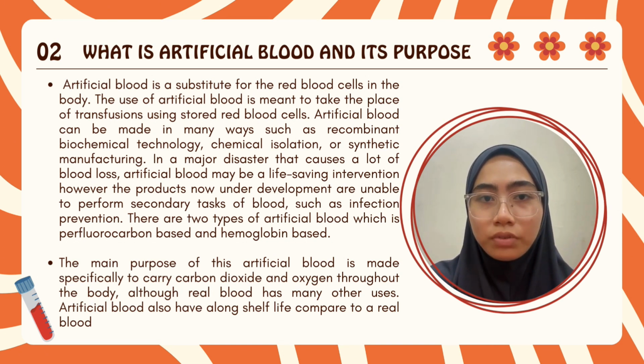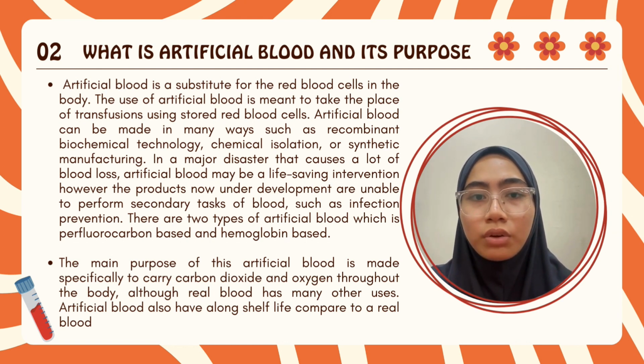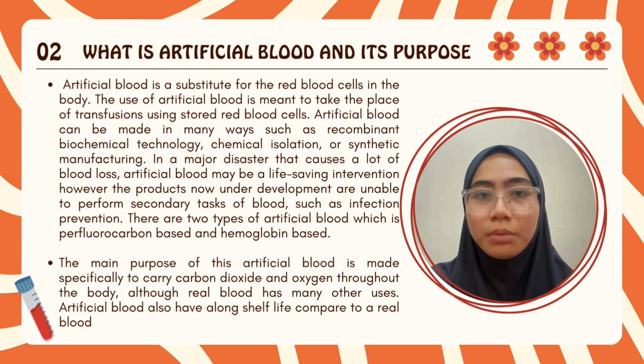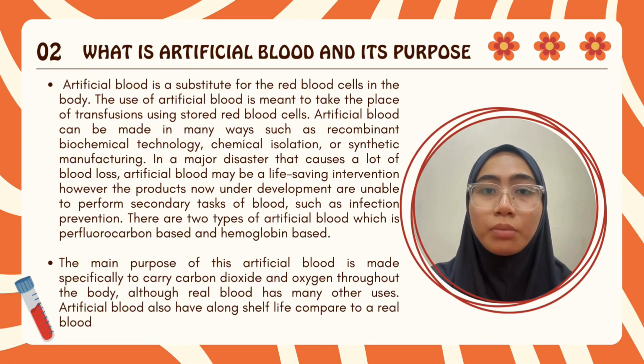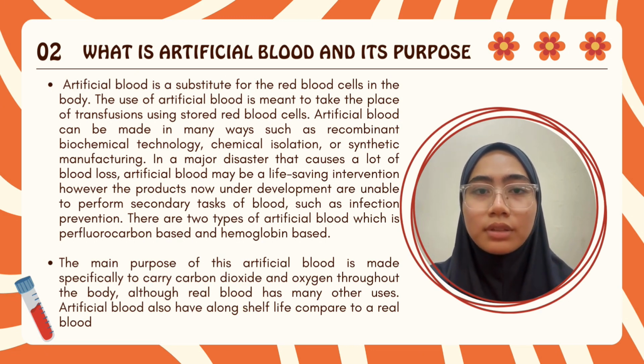There are two types of artificial blood, which are perfluorocarbon-based and hemoglobin-based. The main purpose of this artificial blood is to carry carbon dioxide and oxygen throughout the body, although real blood has many other uses. Artificial blood also has a longer shelf life compared to red blood cells.